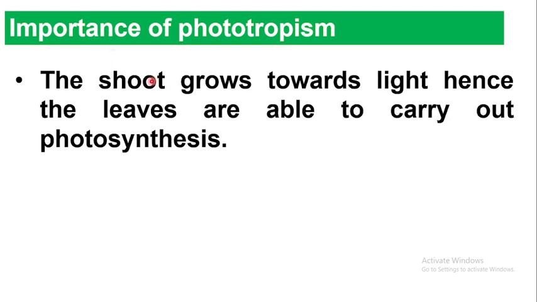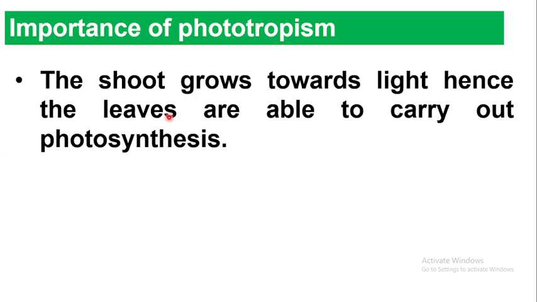So we just mentioned that during phototropism, especially positive phototropism, the shoot grows towards light, hence the leaves are able to carry out photosynthesis. You remember that photosynthesis is a process by which plants make their own food using light and by combining carbon dioxide and water. Okay, for that process to occur, there must be a source of energy.